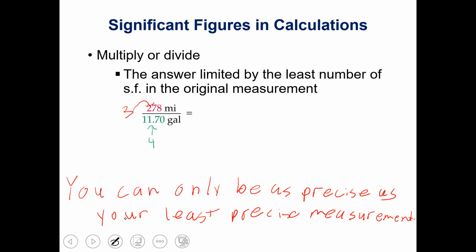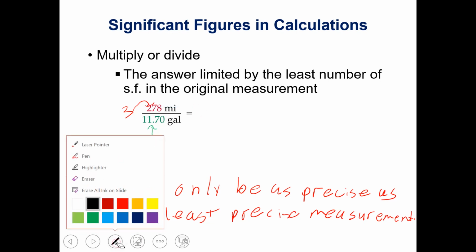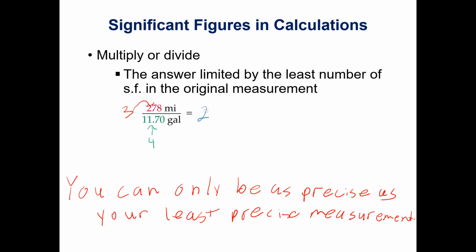So when we calculate 278 divided by 11.70, we get 23.7606, and this number goes on and on and on. But we're going to round to 3 significant figures. So the 6 would round the 7 up to an 8, which means that we would have 23.8 miles per gallon.